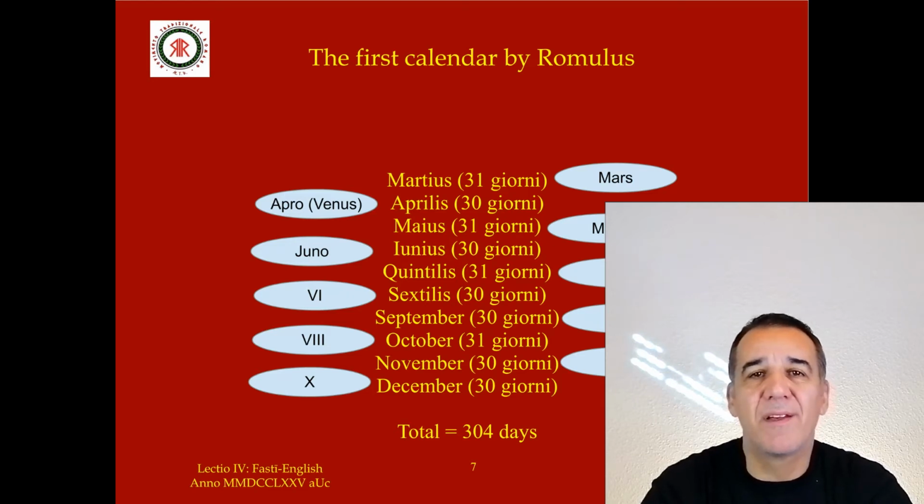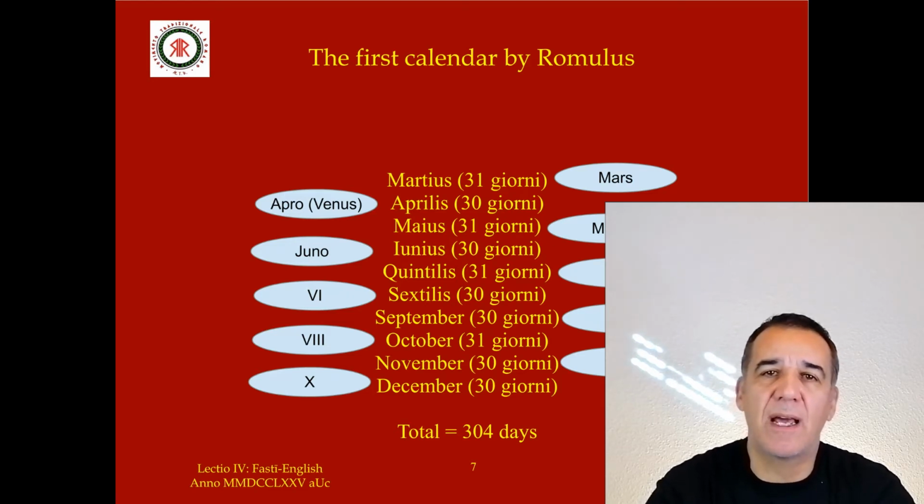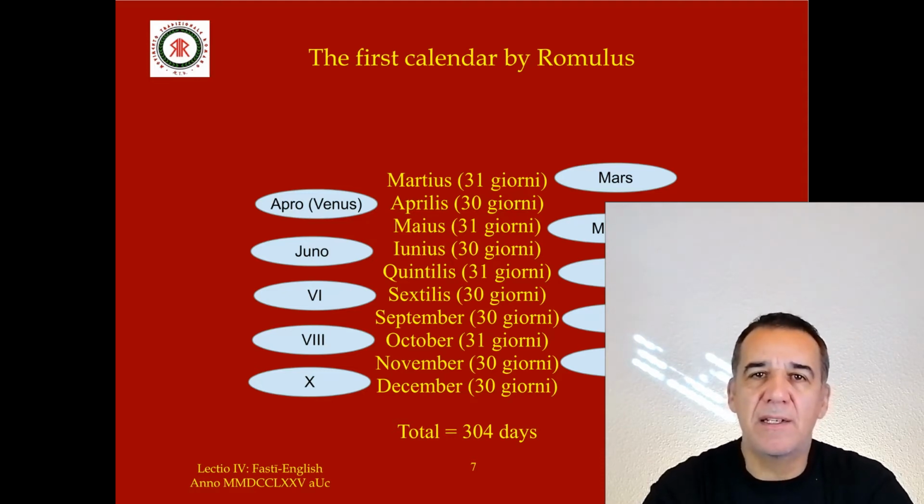There is also another theory that would like to see this 10 months calendar as a heritage of the time when the Romans were living in a Hyperborean country. But this is just a theory and a speculation. Let's go back to our calendar.